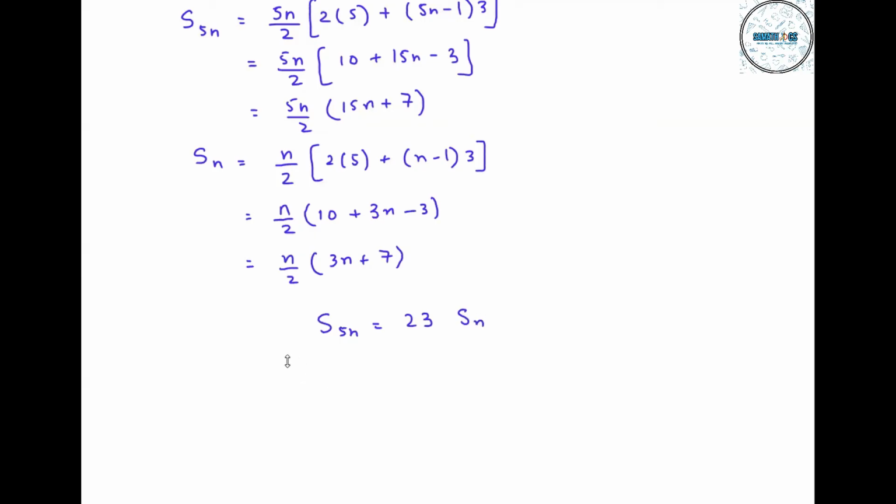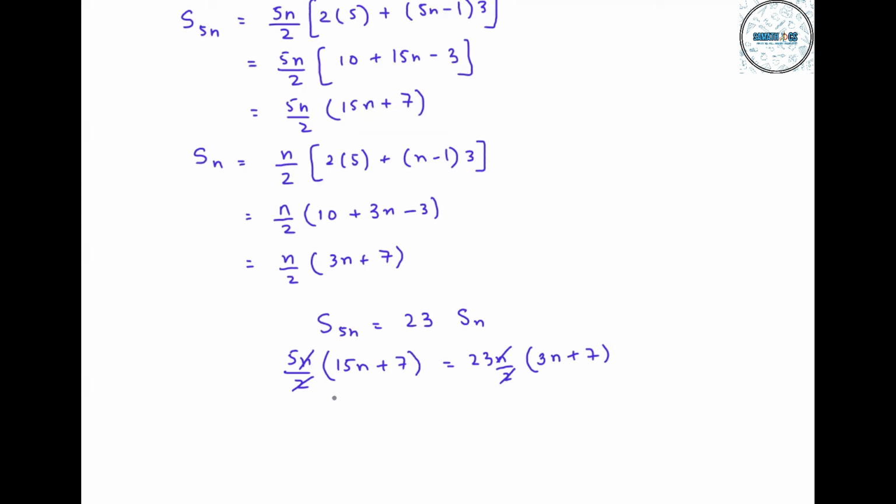Sum of 5n terms is equal to 23 times the sum of n terms. So we can write here 5n upon 2, 15n plus 7 is equal to 23n upon 2, 3n plus 7. We can cancel out 2 here, we can cancel out n here, because the value of n cannot be 0.